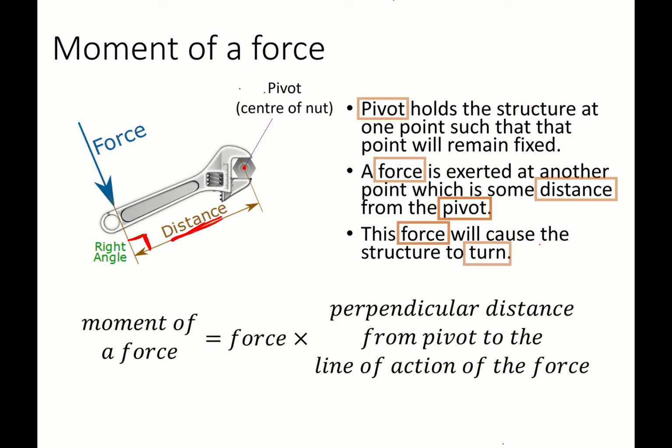We call it a moment of the force, equals force times perpendicular distance from the pivot to the line of action of the force. It may sound like a mouthful. Perpendicular distance from the pivot to the line of action of a force. Let's look at this mouthful. Perpendicular distance, pivot to the force, and not only the force, it's actually the line of action of the force. So what does this whole thing mean actually? Why is it such a mouthful in the first place?